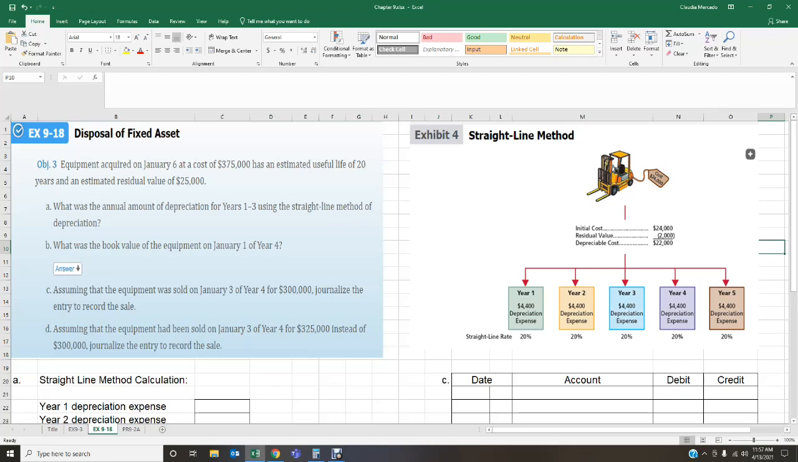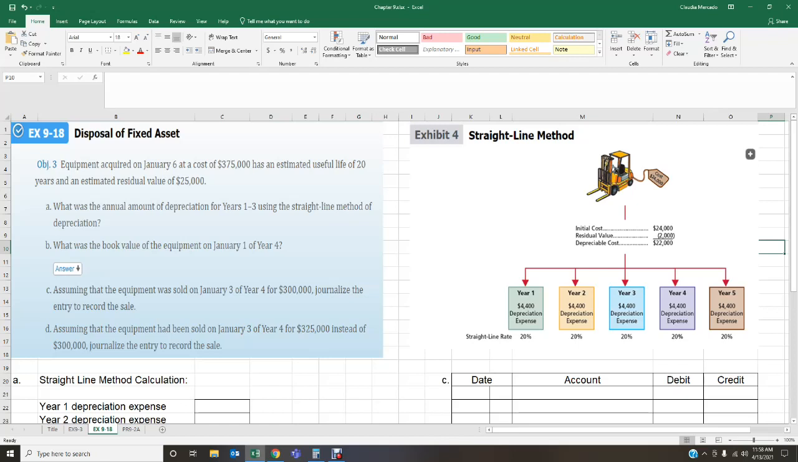This practice deals with a disposal of a fixed asset. It tells us an equipment acquired on January the 6th at a cost of $375,000 has an estimated useful life of 20 years and an estimated residual value of $25,000. Requirement A. What was the annual amount of depreciation for years 1 to 3 using the straight line method of depreciation? Requirement B. What was the book value of the equipment on January 1st of year 4?